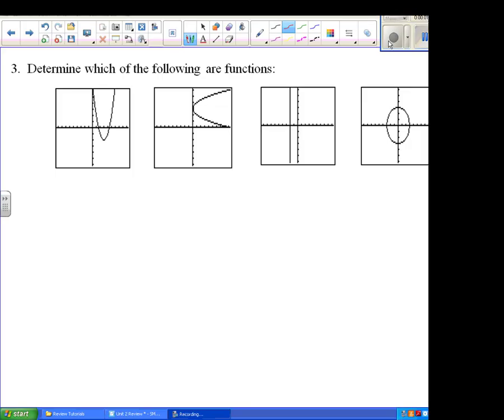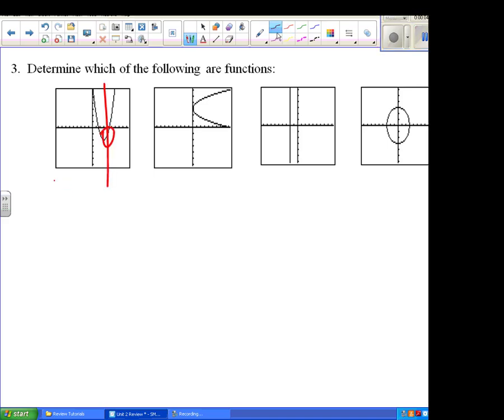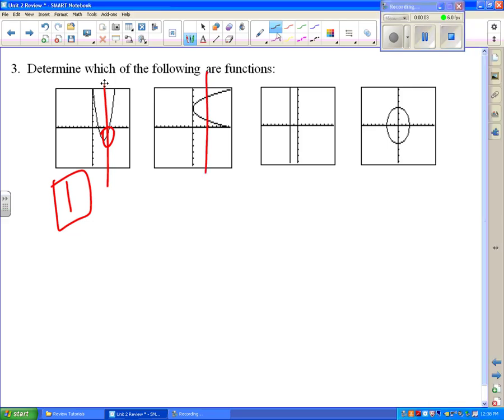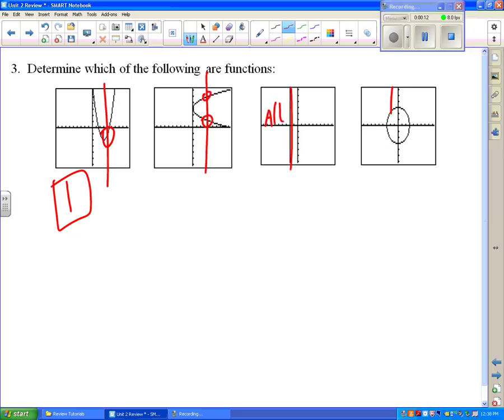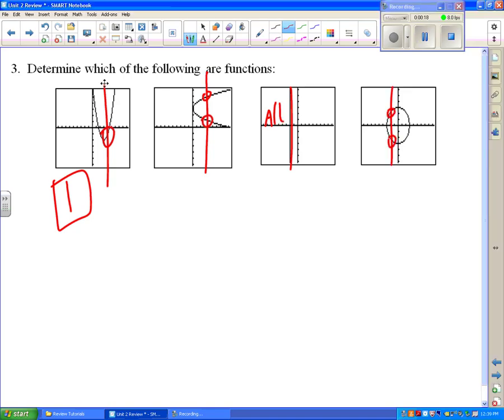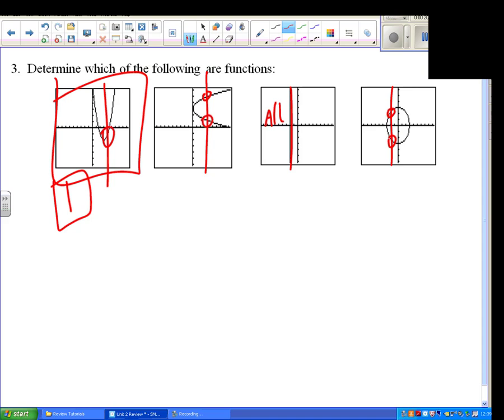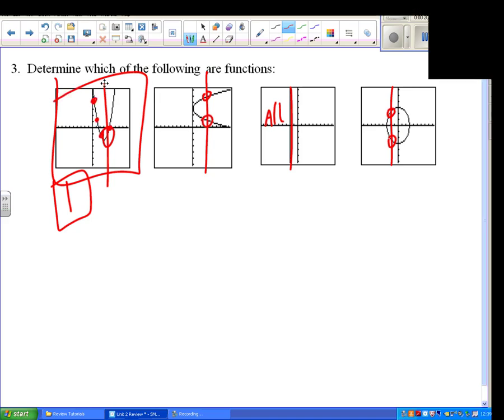Question 3, determine which of the following are functions. Remember our vertical line test. So if we draw a vertical line, how many points does it go through? This goes through 1. This goes through 2. This goes through all of them. This goes through 2. So which one would be a function? The one that just goes through 1, because for every input, there's only one output.